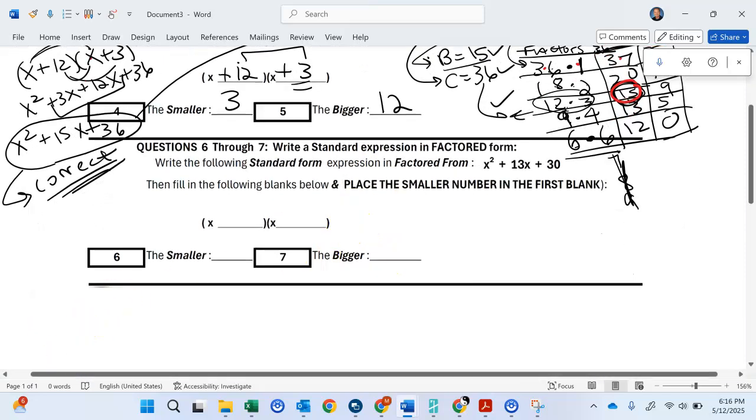Okay, I'm running out of time here, so I want you to try this one and go through the process here, and then I'll show you the solution.